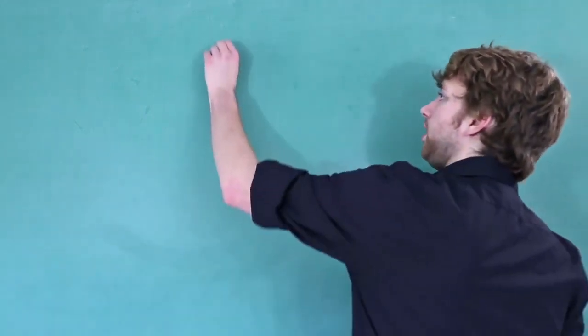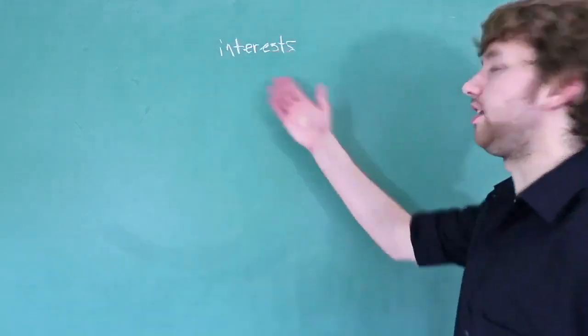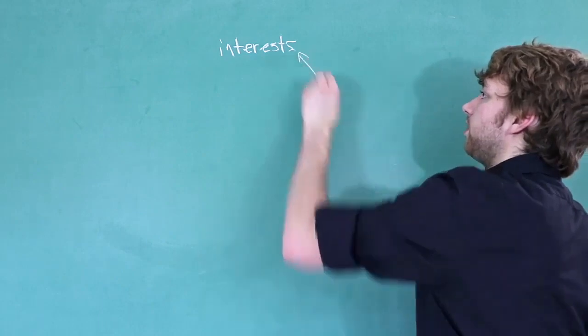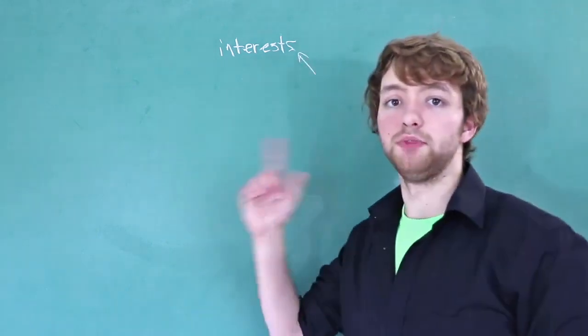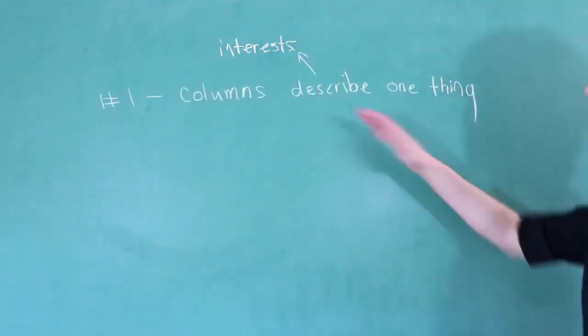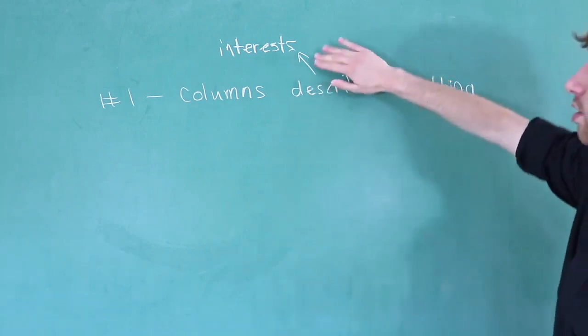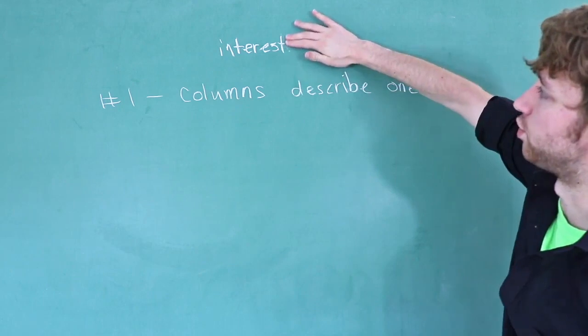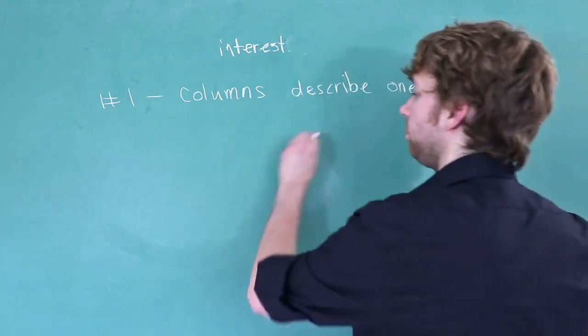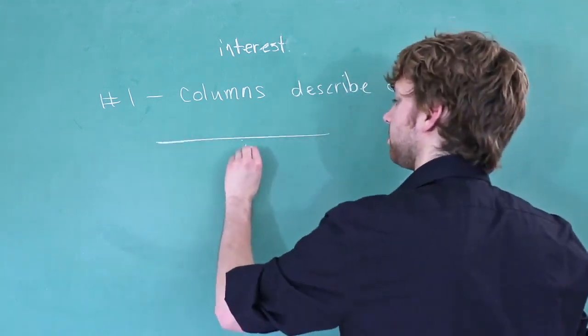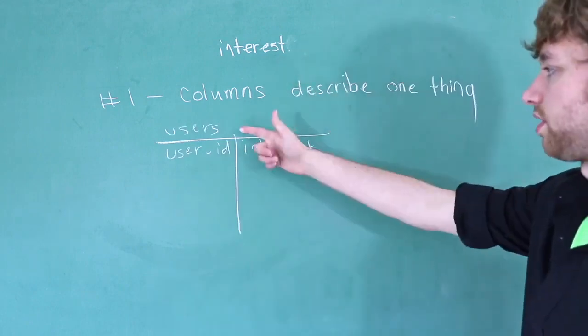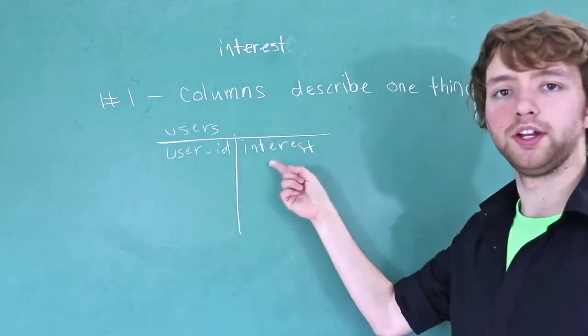So if we had a column interests, this is like a dead giveaway because it's plural. So this does not meet rule 1. Rule number 1: columns describe one thing. This is breaking that rule. So let's say we try to fix that and we just make it interest. Now we have this table, and one of the columns in here is interest. So we have a users table and we're only allowed one interest here.